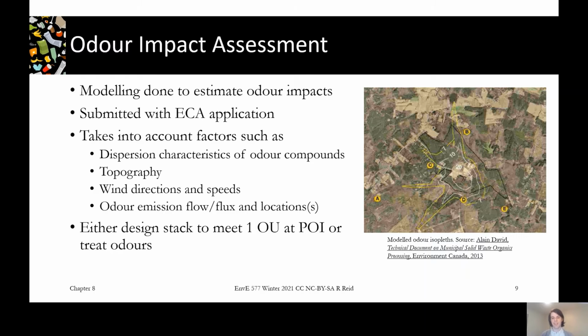So just like different molecules will dissolve better or worse in water or non-polar solvents, different odor compounds will disperse at different rates throughout the environment. And then there's all these factors that go into modeling how different compounds will move at different rates. So this model will produce something like what's shown on the right, which shows different odor isopleths around an odor source.